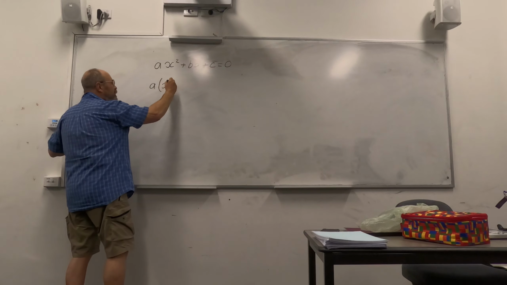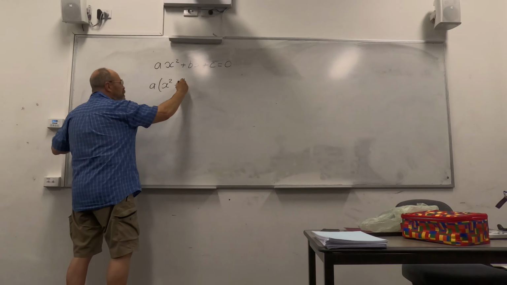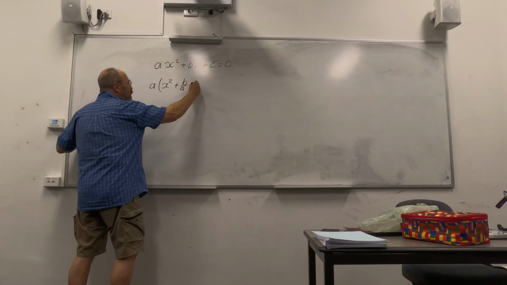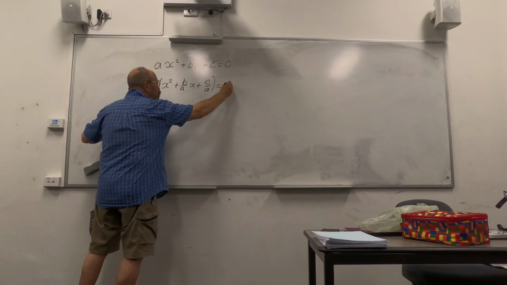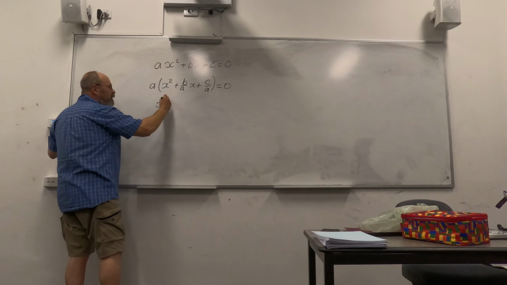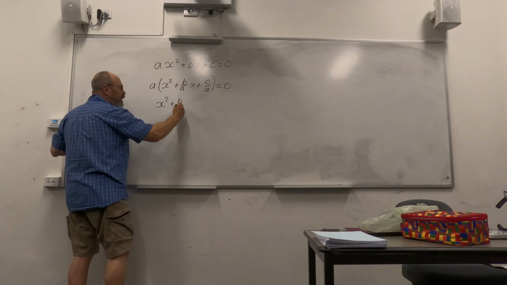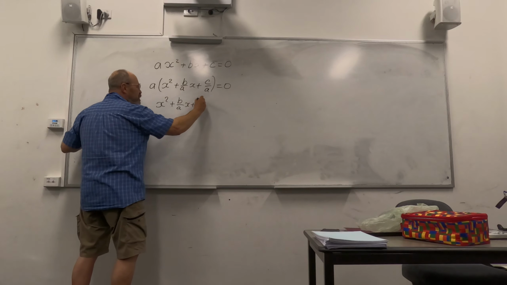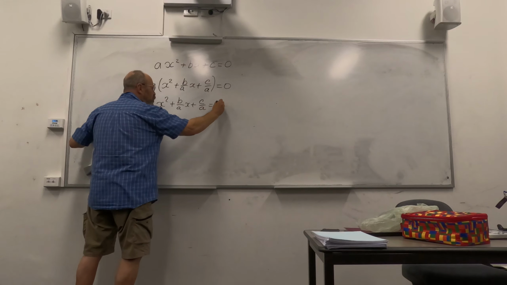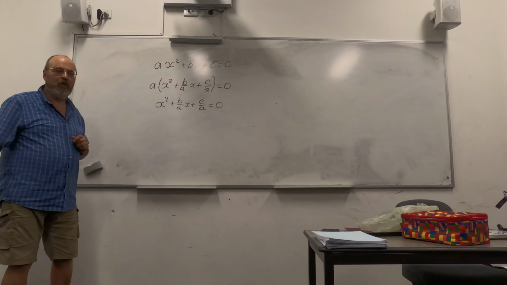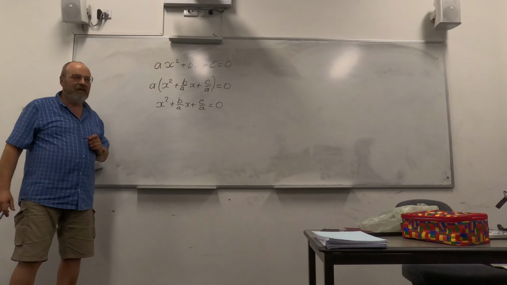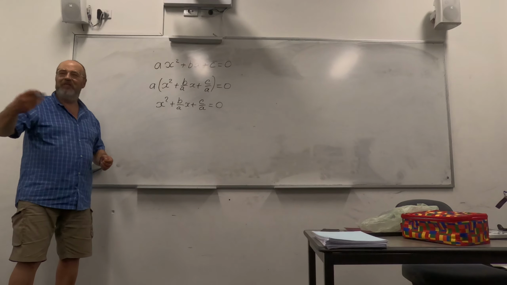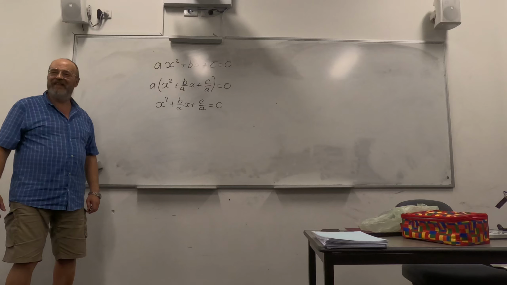So we'll have x squared plus b on a x plus c on a equals 0. What should be the next step? What can we write? Okay, we'll take turns. Fine. Well, you half the b over a and then square.